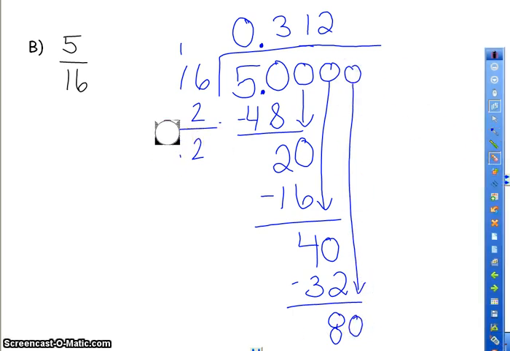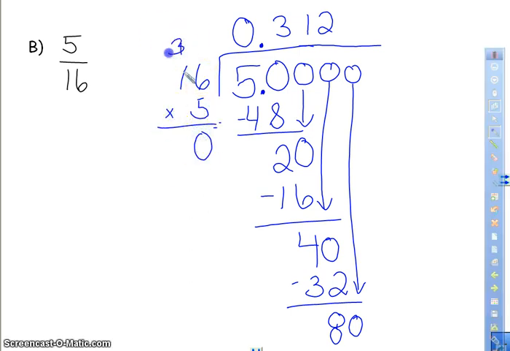Okay, so we know that 3 is too small, 2 is too small. We're going to try 5. 6 times 5 is 30. Carry the 3. 5 times 1 is 5, plus 3 is 8. So it does equal 80, which works out perfectly. When I subtract that, I get 0, which would give me no remainder. So above this 0, I'm going to put a 5.